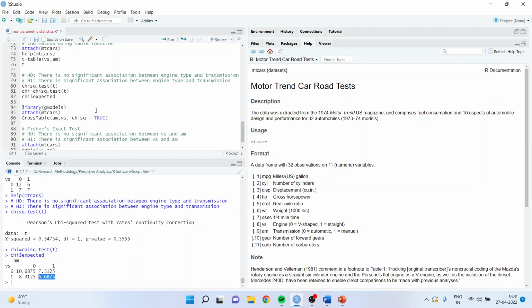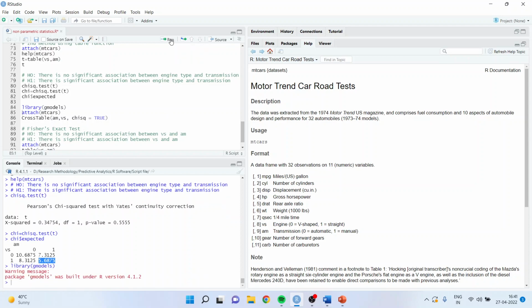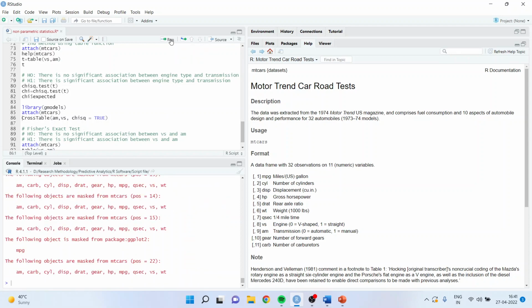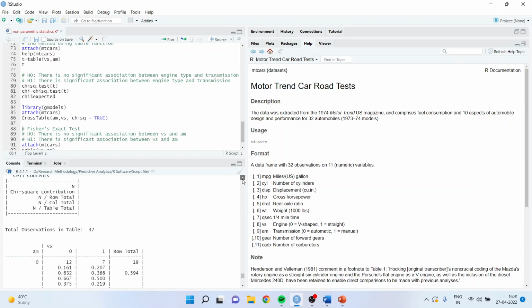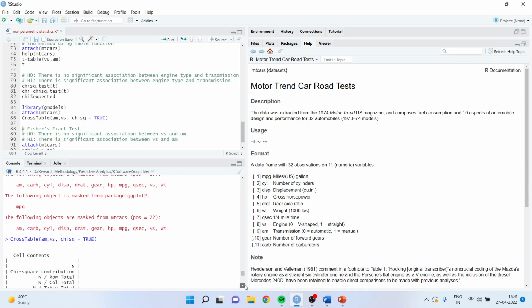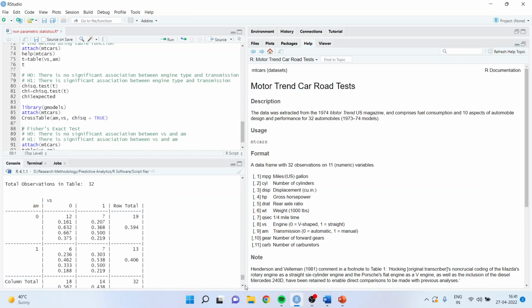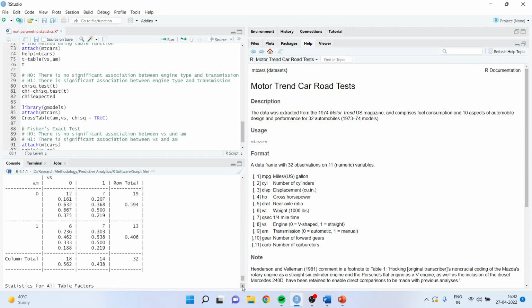Then there is a library gmodels. I can activate the library and get the output in a much more organized format. I'll write CrossTable am vs chisq true, and you can see how organized it gives me. What are the cell contents, what is am, automatic and manual, vs. I'll get the result. I can also get the proportions, like 12 divided by 18, I'll get it here. 7 divided by 14, I'll get these percentages.